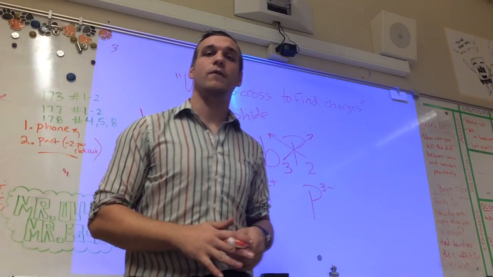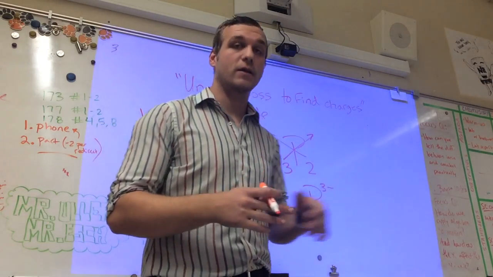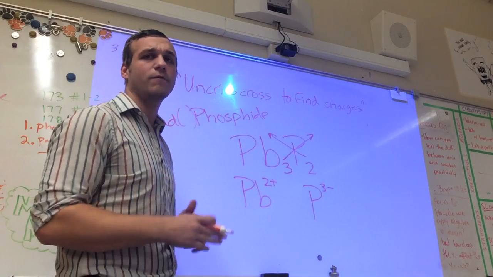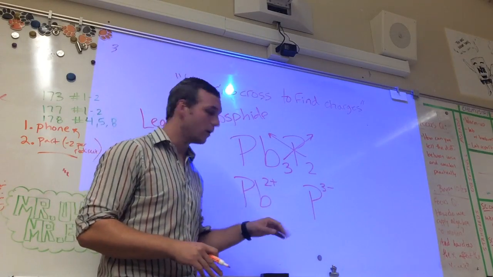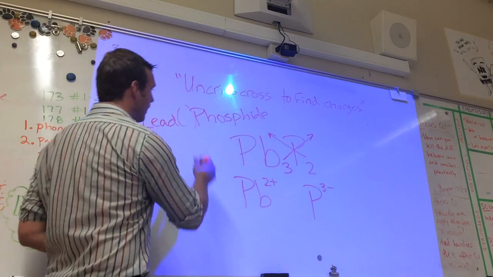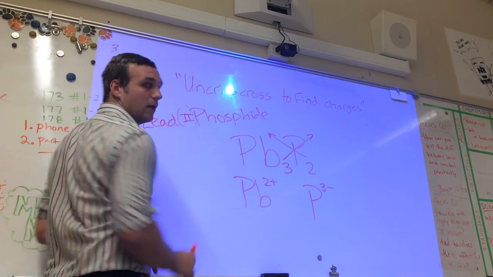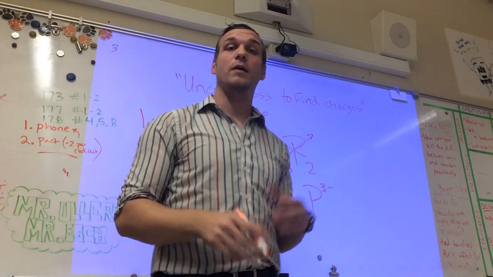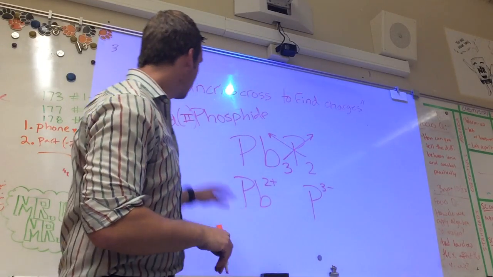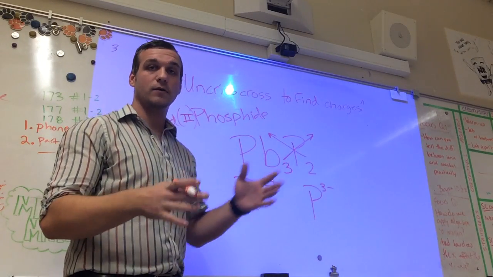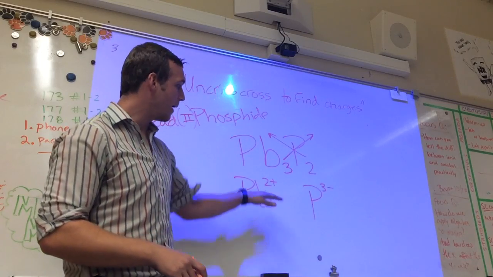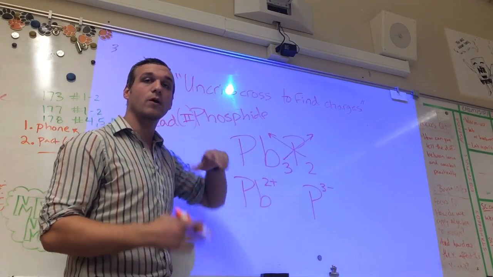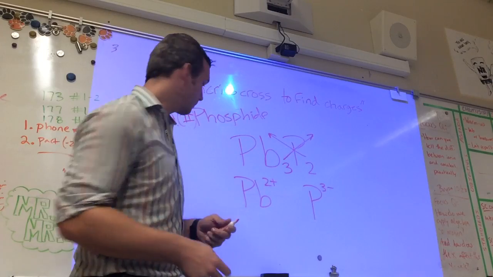So is phosphorus 3 negative? Well, yes it is. Okay, we always know phosphorus is 3 negative. So therefore, lead is going to be lead 2. It's going to be lead 2. Okay? Lead 2 phosphide. Done. Sometimes it's that simple. Just to go backwards, just like that. That's called uncrisscross to find charges.